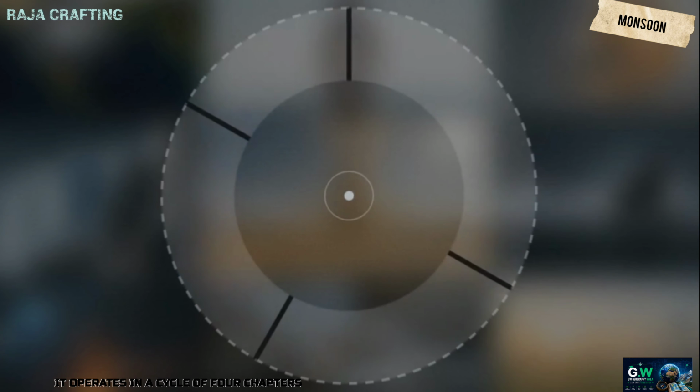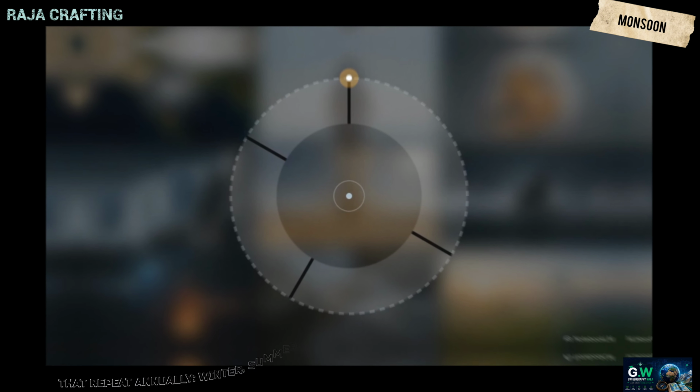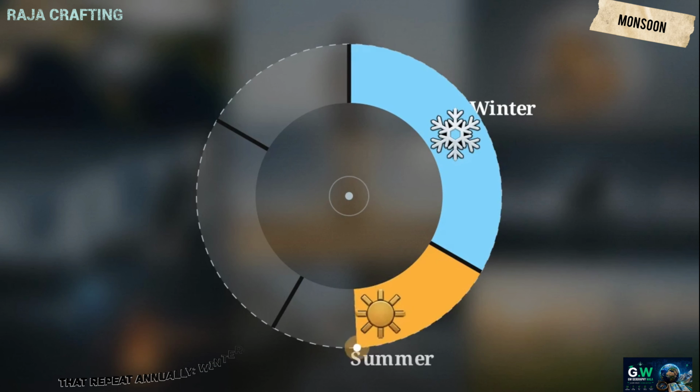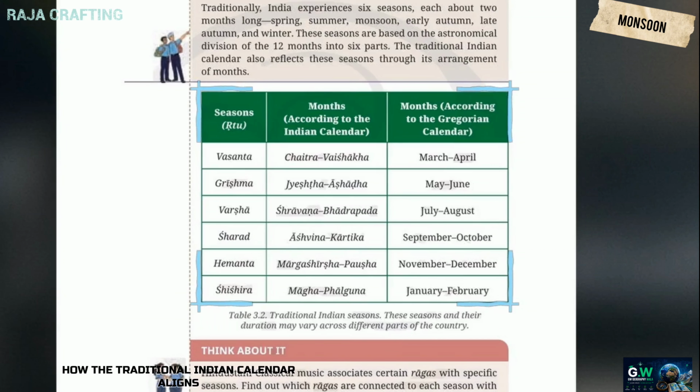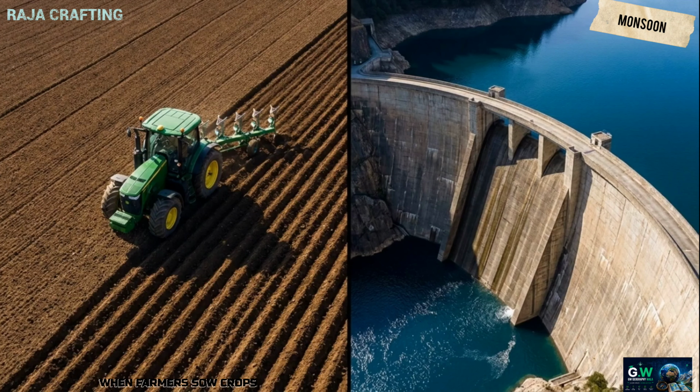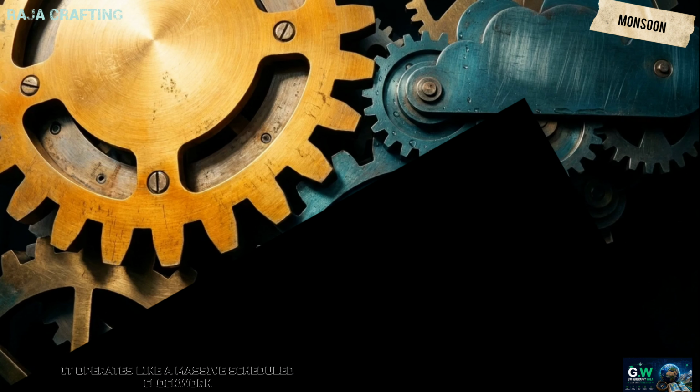It operates in a cycle of 4 chapters that repeat annually: winter, summer, the advancing monsoon, and the retreating monsoon. This table shows how the traditional Indian calendar aligns with the months of the Gregorian calendar. These 6 seasons, or ritu, reflect a deep cultural history of tracking specific atmospheric shifts. This schedule dictates when farmers sow crops, when reservoirs fill, and how the rural economy functions. It operates like a massive scheduled clockwork.